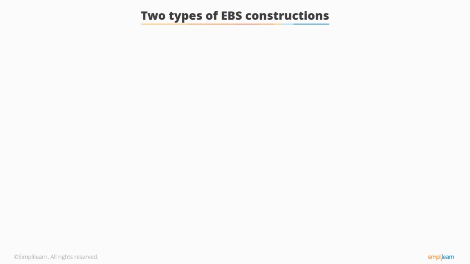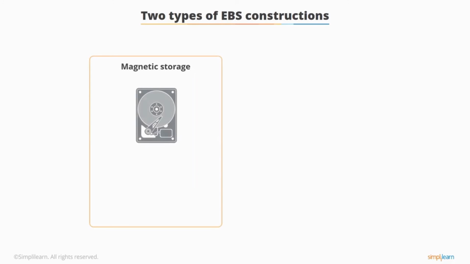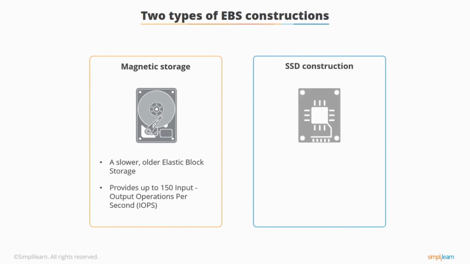Amazon EBS has two types of construction. One is magnetic storage. It is persistent and a type of slower and older elastic block storage. It provides up to 150 input-output operations per second, or IOPS. The other type is SSD construction. It is again of two types: general-purpose IOPS and provisioned IOPS.